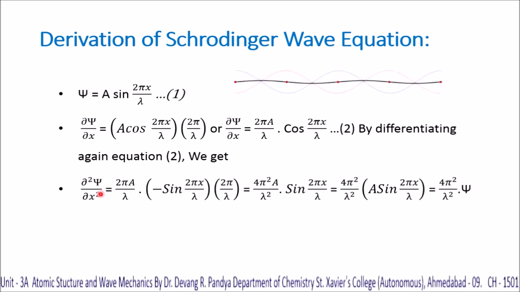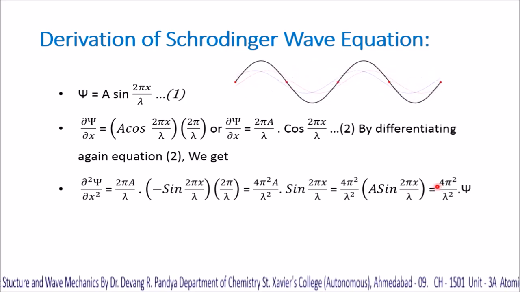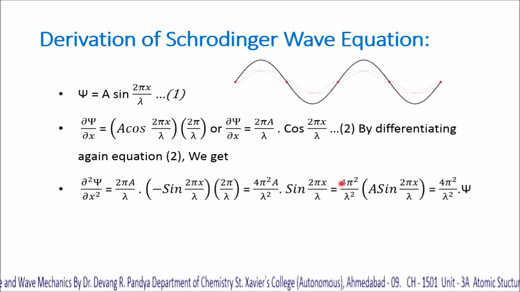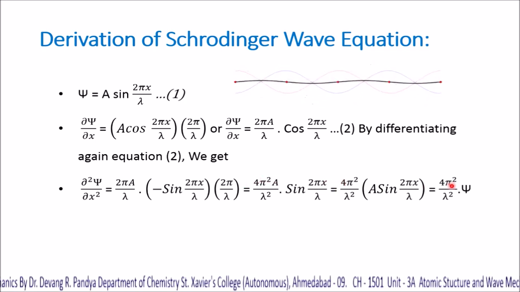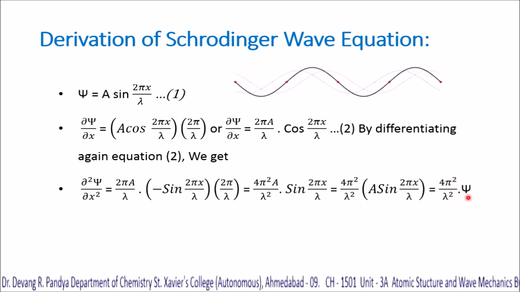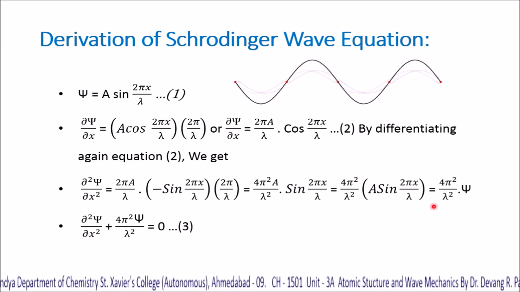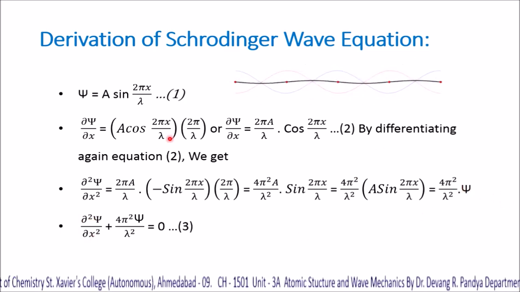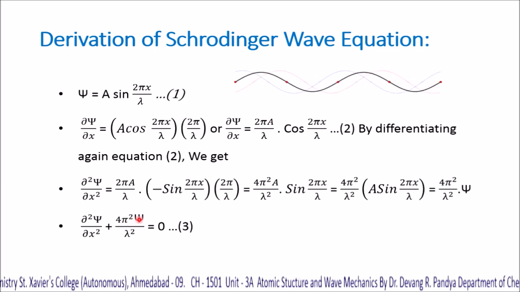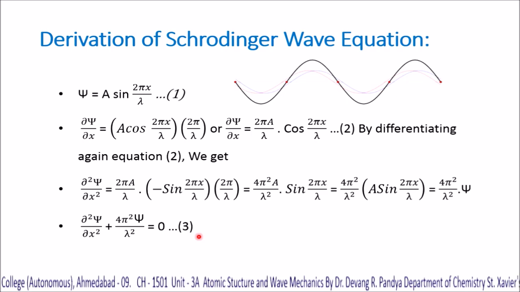So we get d²ψ/dx² as minus, a typographical mistake, the minus is not there, and it is not here as well, but in all these three places you need to put minus 4π²/λ² into ψ. When we bring this value to the other side of the equals sign, the minus value comes to this side as plus: d²ψ/dx² + 4π²ψ/λ² = 0, and you need to number it as 3. So this is the derivation of the Schrodinger wave equation.